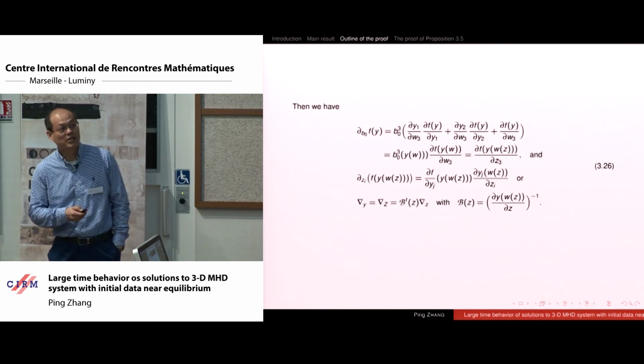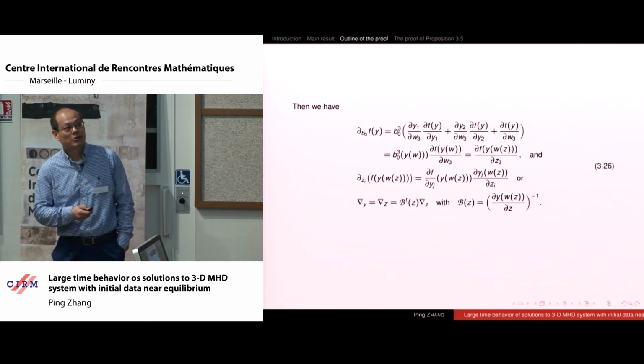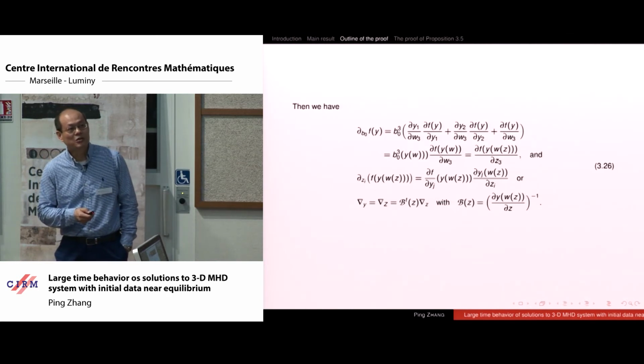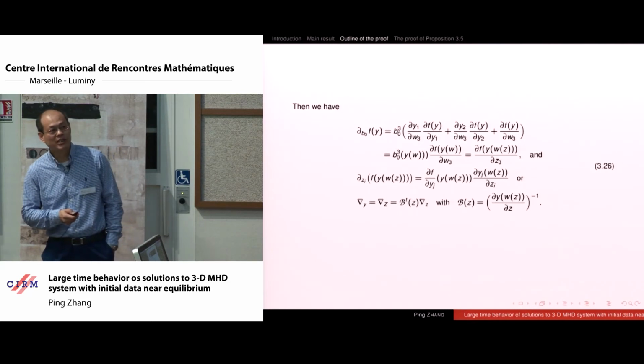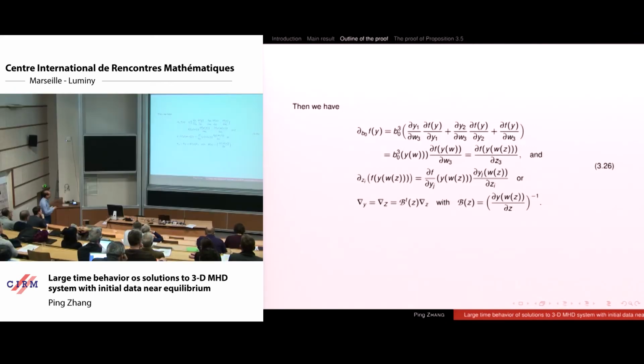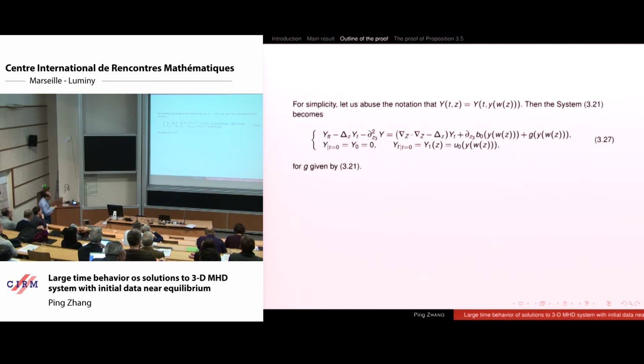Then we can also find these derivatives by the chain rule, and if we denote b(z) in this way, the gradient of y should equal the transpose matrix of b times the gradient of z. It's easy to observe that when B0 is sufficiently close to e3, b(z) should be close to the identity matrix. So now we can reformulate the system in this way.